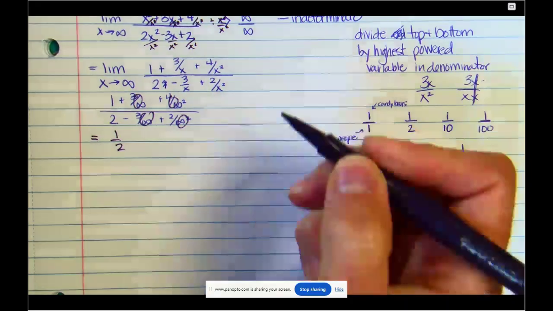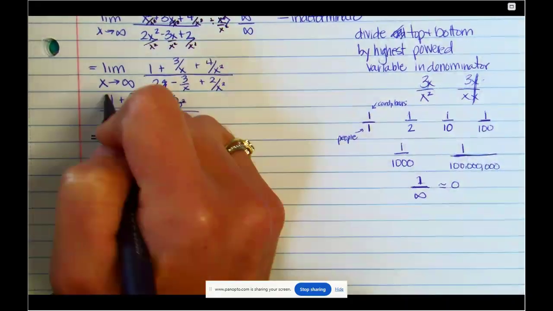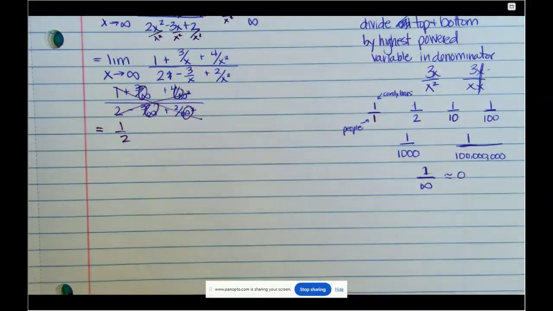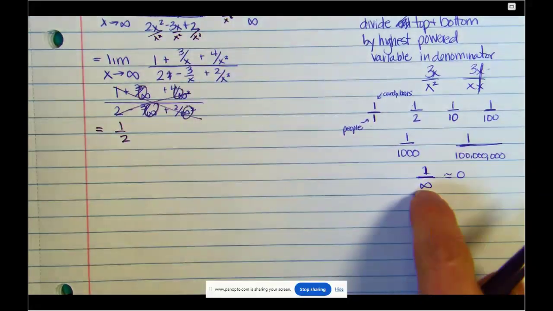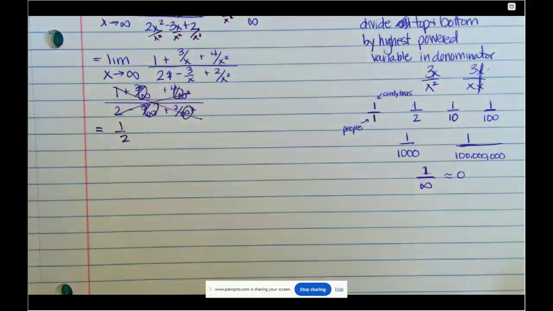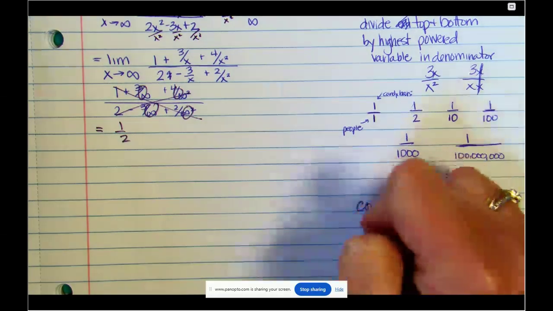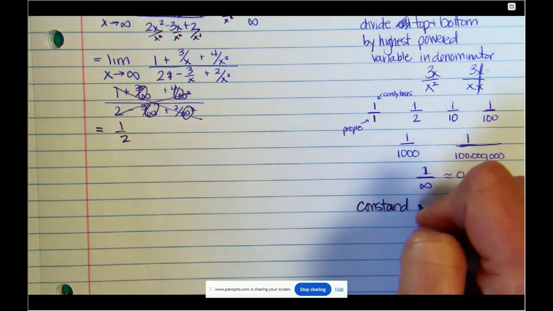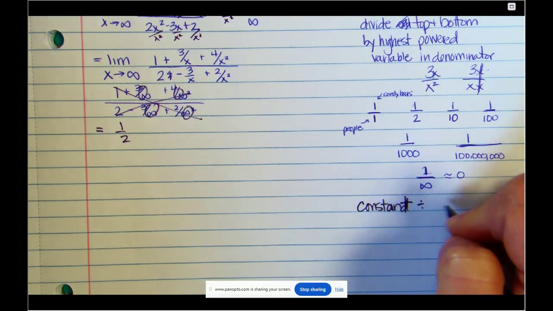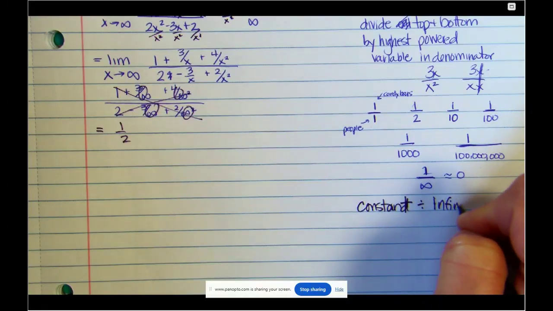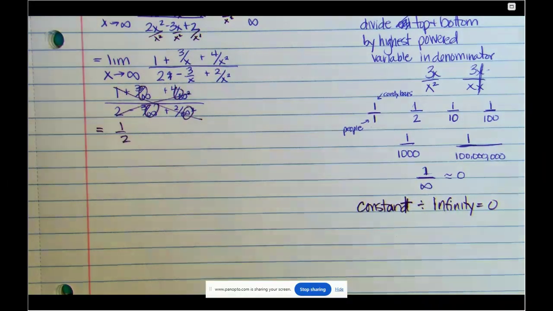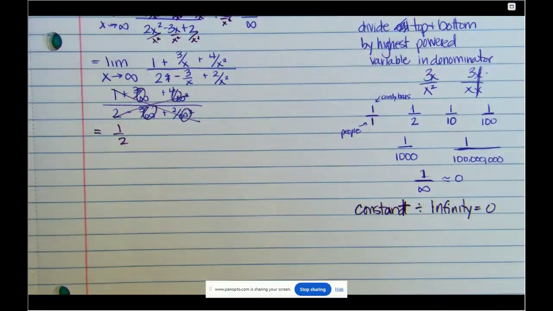So here's my thought to you. Don't put this in there, because that's just me illustrating the principle. If you have a number, any number, a constant number divided by something infinite, it is 0. A constant divided by infinity is 0. Because of the principle of the candy bar, right? Essentially, you're getting nothing. It's not even worth anything.